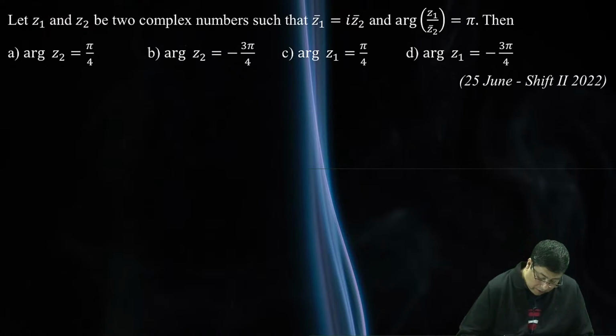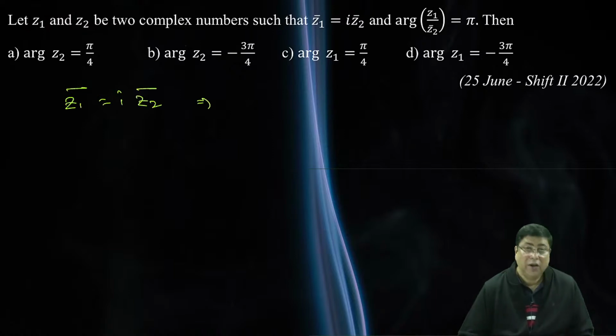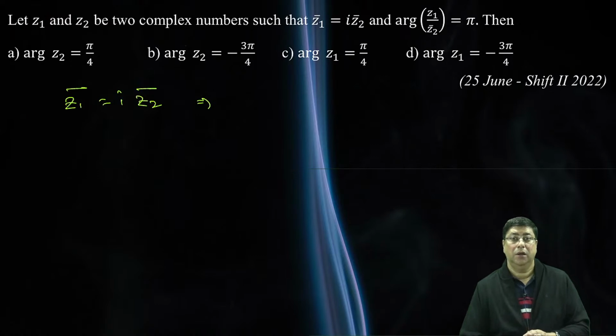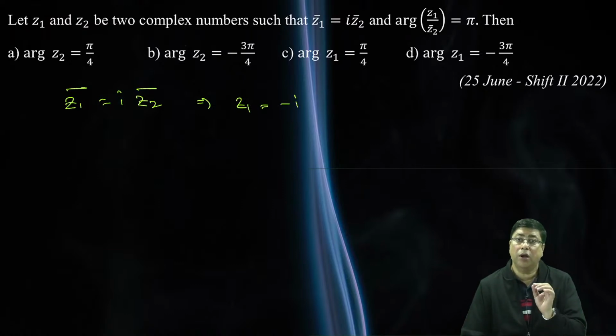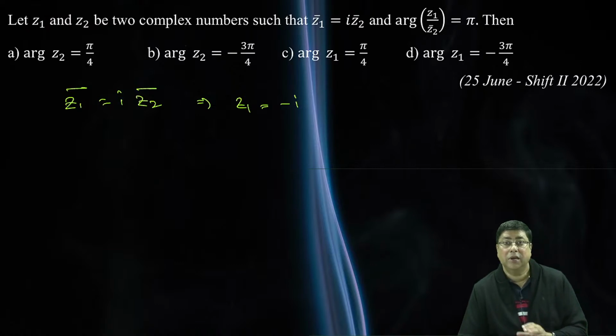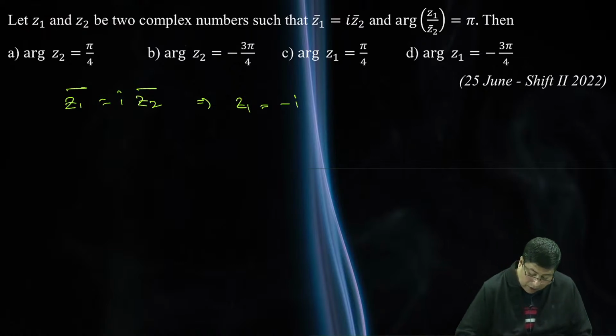In this case, Z1 bar equal to i Z2 bar. So, if we take the conjugate on both sides, we are getting Z1 equal to minus i Z2, because conjugate of i is minus i. These are very important short tips, must remember. We are taking conjugate on both sides. So, conjugate of conjugate Z1 is Z1, conjugate of i is minus i, conjugate of Z2 is Z2.